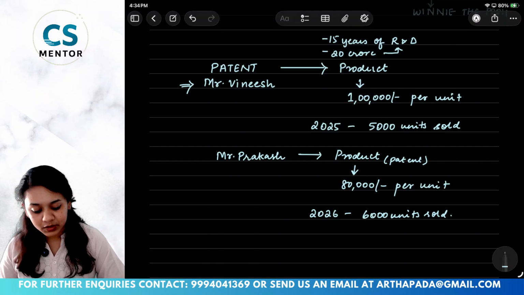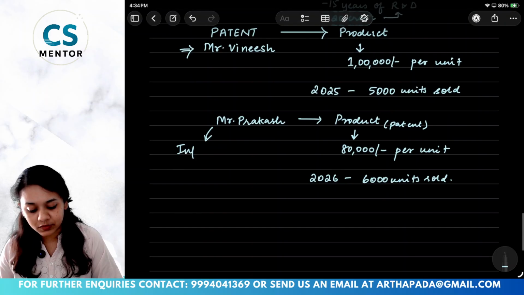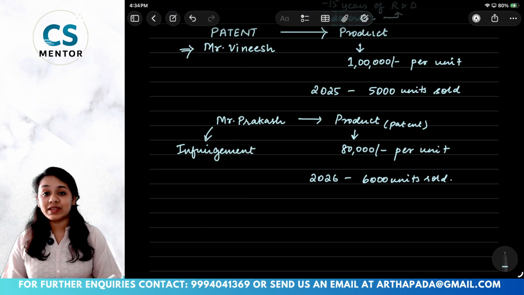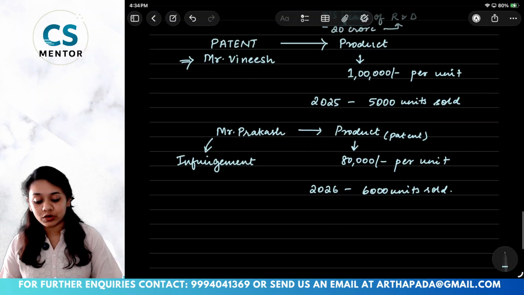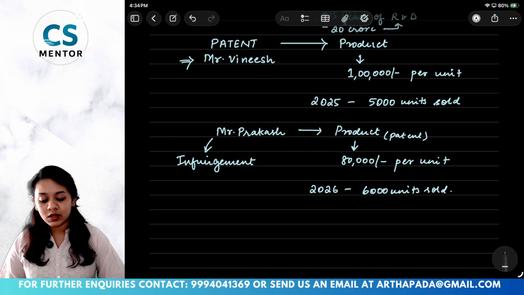Now, Mr. Prakash is doing an activity that we call an infringement. What is he doing? He's infringing. Infringing what? He's infringing the patent of Mr. Vinish.